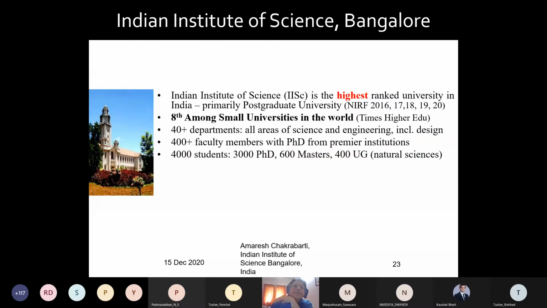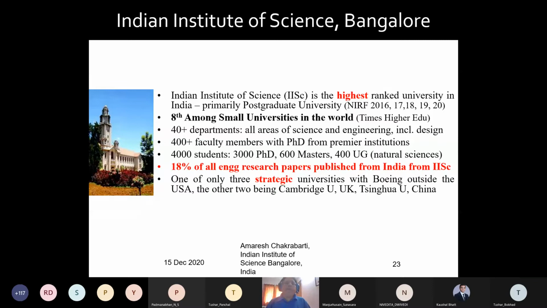It has about 40 departments in science and engineering, including design, about 400 faculty members and about 4,000 students. The interesting thing about IISC is that most of its students are PhD students. So it's completely inverted. We have a very small undergrad program, a little bigger master's program, and a huge PhD program. And a very substantial proportion of engineering research papers also are published from IISC. We are one of the 3 strategic universities of Boeing Company outside the US. The other 2 are Cambridge University in the UK and Tsinghua University in China.